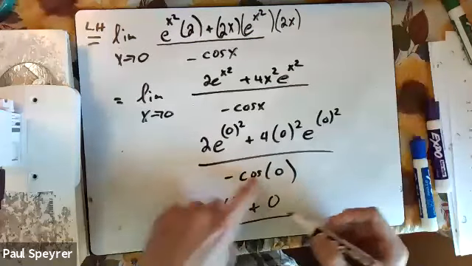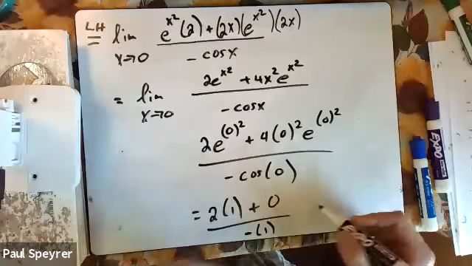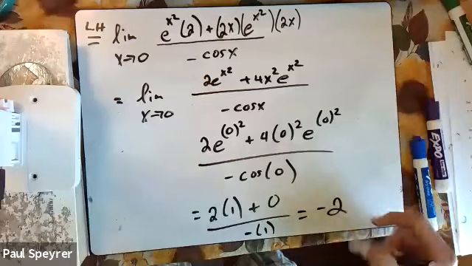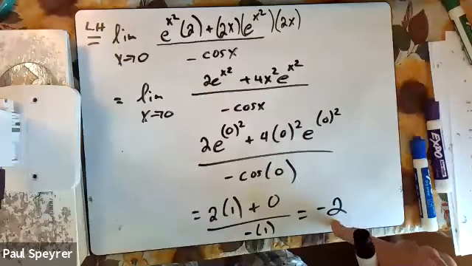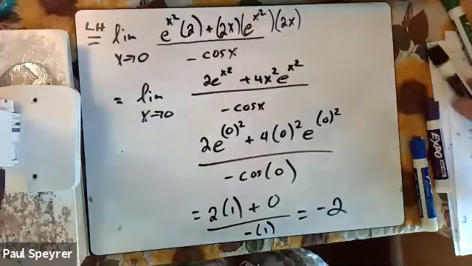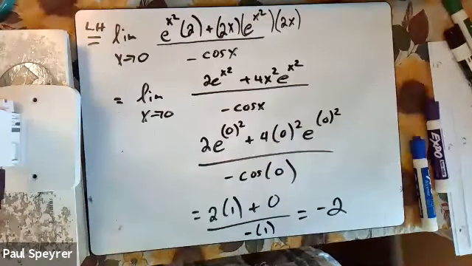What's negative cosine of 0? That's negative 1. So what are we left with? Negative 2 right here, right? Because 2 divided by negative 1 is negative 2. That's your limit for this expression right here.